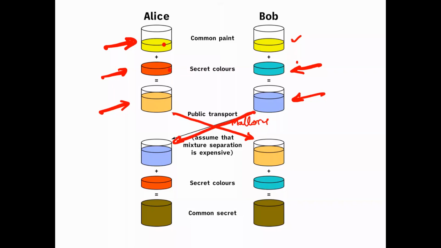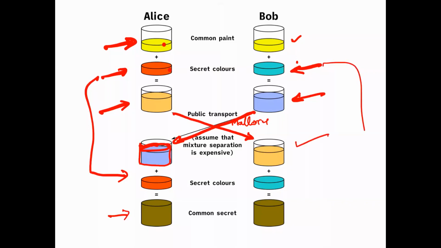Okay, now once Alice receives this light blue color, she adds to that her private color, which is red, and she gets this color here, which is kind of yellowish gray, I don't know, some common color. Okay, and similarly when Bob receives this orange color and mixes it with his own private color, then he will also get this. So these two are now common colors.